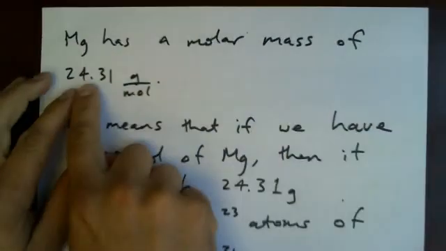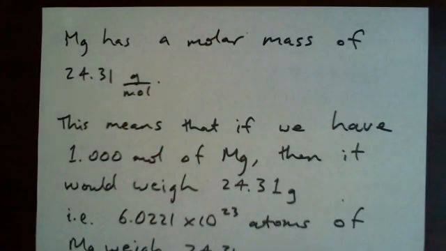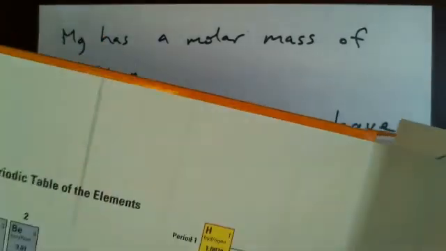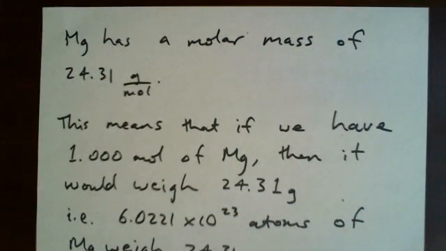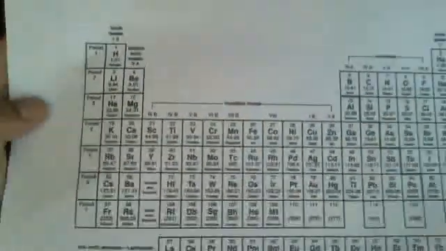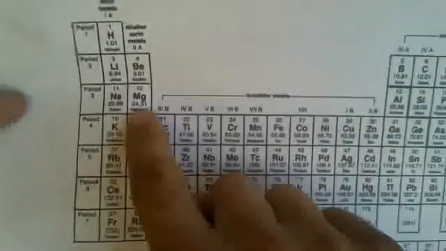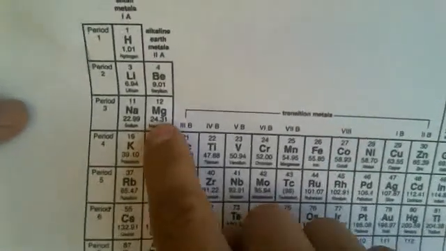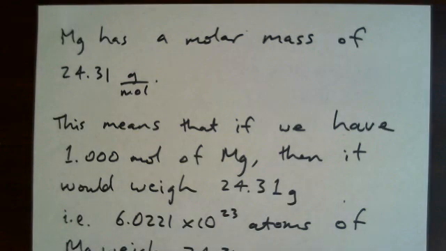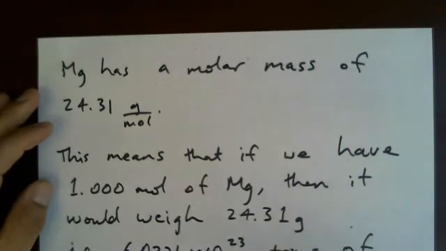Okay, so let's have an example of magnesium. Magnesium has a molar mass of 24.31 grams per mole. If we look in the periodic table here, it's a bit hard to see there. Let me get this one, it's easier to see. If we look on the periodic table here, you can see that magnesium's in this second column, and it has a molar mass of 24.31 grams.